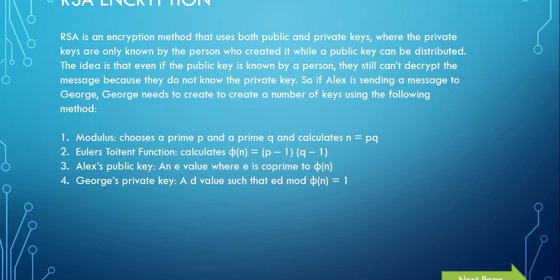The E value is prime to the totient function. And then after that you have to create George's private key. So a D value such that E multiplied with D modulus the totient function equals 1.